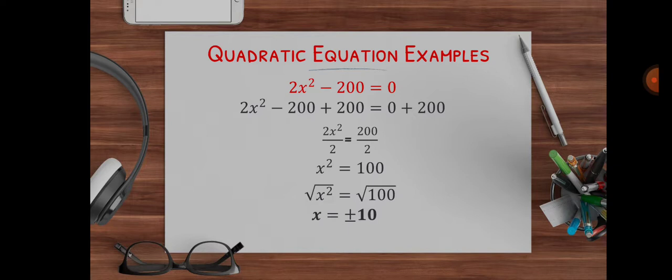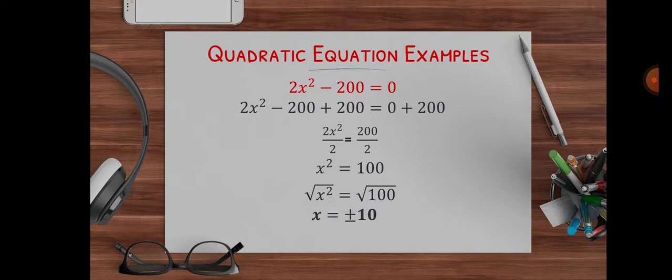So what is the next step? The next step is to get rid of 2. How can we do that? Below the 2x squared, simply divide by 2, and below the 200, also divide by 2. So cancel 2 and divide 200 by 2. So what is left? The result, x squared equals 100. 200 divided by 2 is 100. Got it?